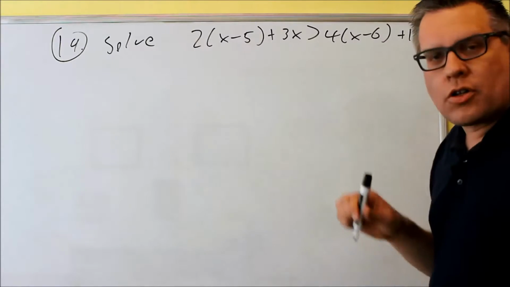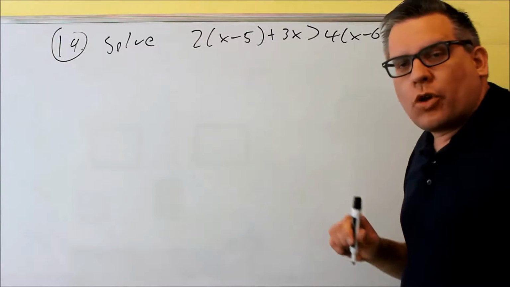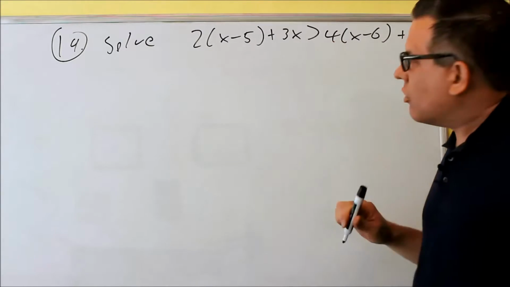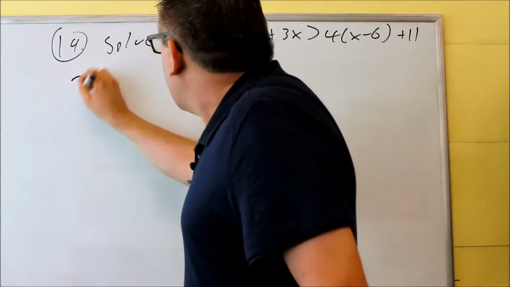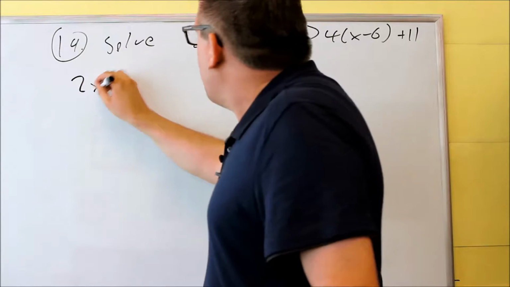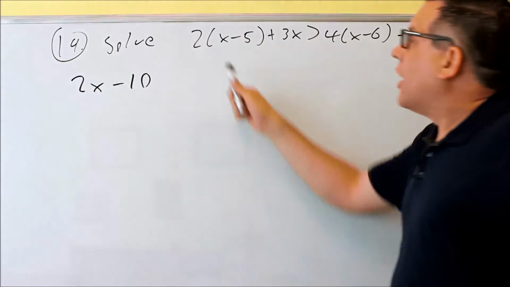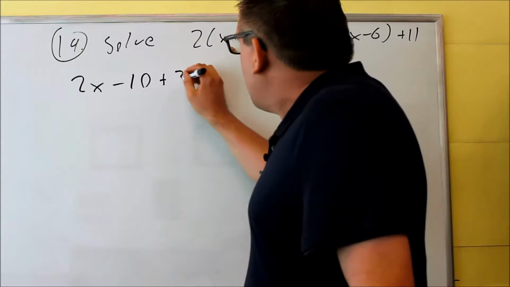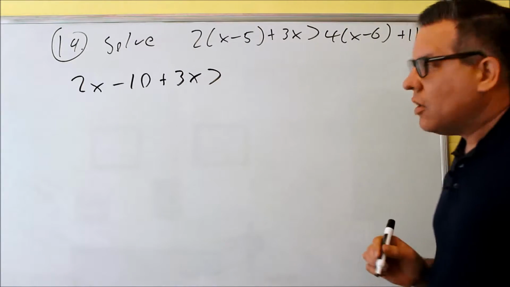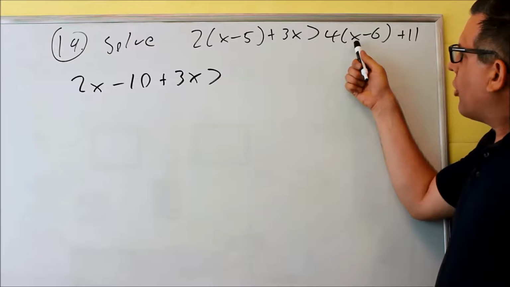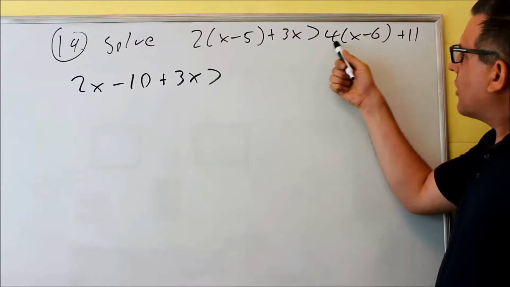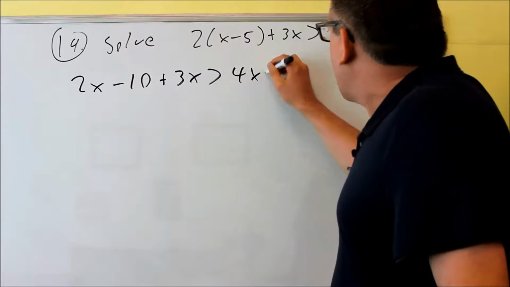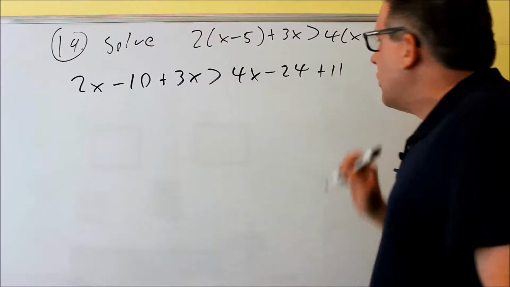The first one, we're going to distribute the 2 to get rid of the parentheses, and I'll also multiply the 4 over here as well. So let's go ahead and do that first. When I multiply this, I get 2x minus 10, multiplying each one out, plus 3x, and then greater than. And then I'll do this one. I'll multiply the 4 times the x and the 4 times the negative 6. So I'm going to get 4x minus 24 and I have plus 11.